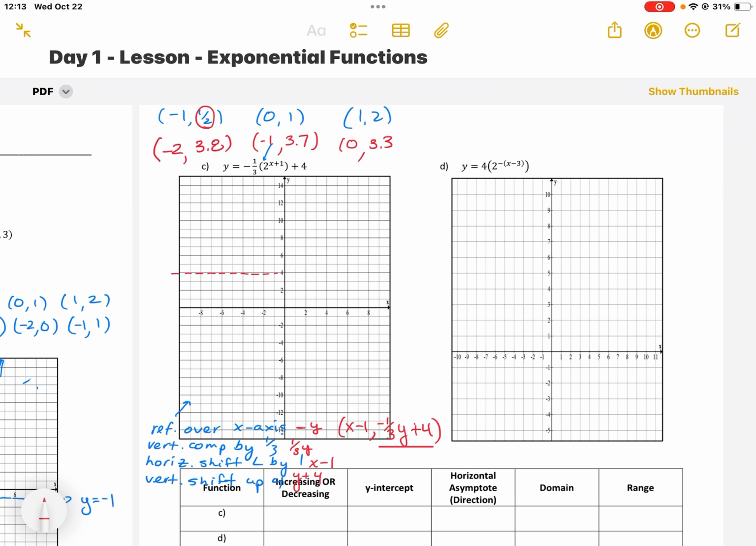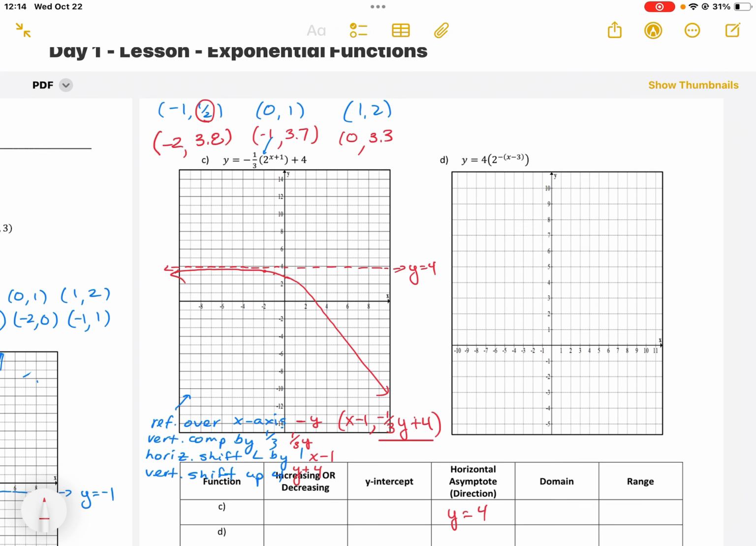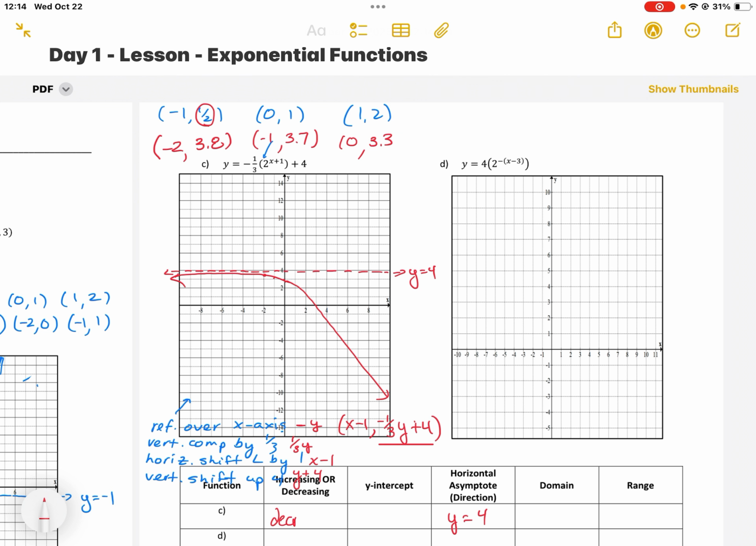So on my grid, I'm going to put on my asymptote. It matches my vertical shift, which is y equals 4. So I can put that in here, and then I'm going to plot my points. So I have -2 and 3.8, -1 and 3.7, and then 0 and 3.3, so all those points are together. They're going to follow the same general shape of my exponential function, except this time they're going down to the right. So this time I have a decreasing function.